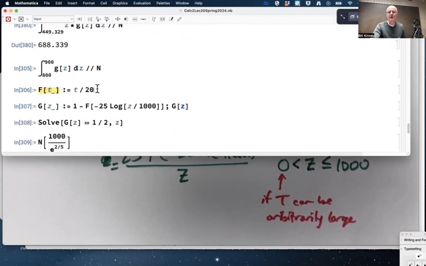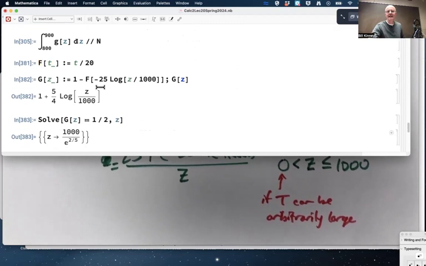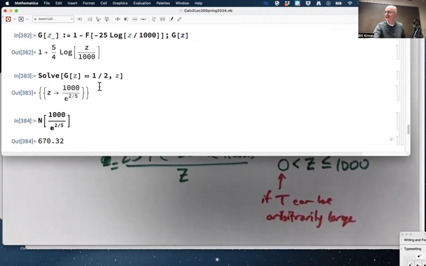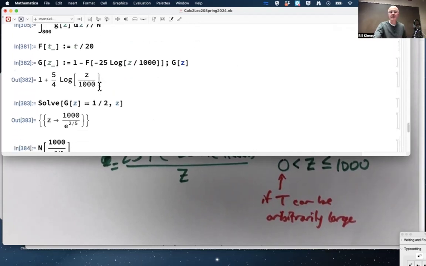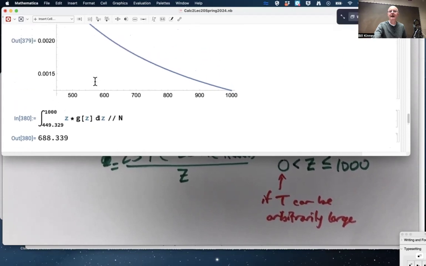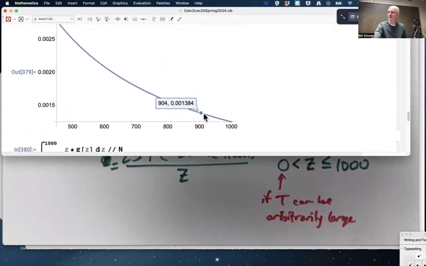Since the uniform little f is horizontal, the uniform CDF's got to be a straight line with a positive slope of 1/20th, t over 20. The median is less than 688, it's 670. I set capital G of z equal to 1/2 and solve for z. This is doable by hand as well. The median is less than the mean because the mean is more affected by the once in a while high outliers.